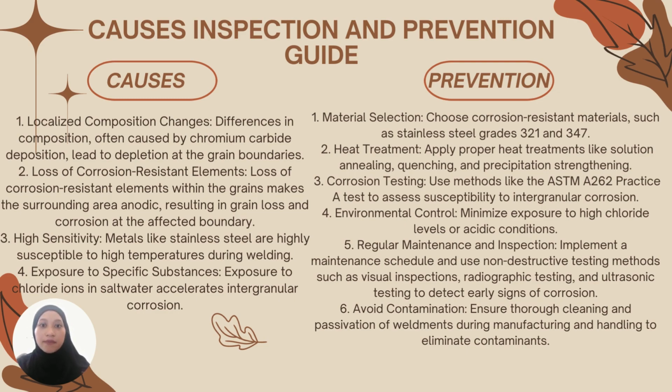I will present about the causes of intergranular corrosion and its prevention. First of all, it is caused by composition changes, a difference in composition, which is often caused by the deposition of chromium carbides, leading to depletion at the grain boundaries. It also occurs due to the loss of corrosion-resistant elements in the grain, making the surrounding area lose its resistance and corrode at the affected boundary.